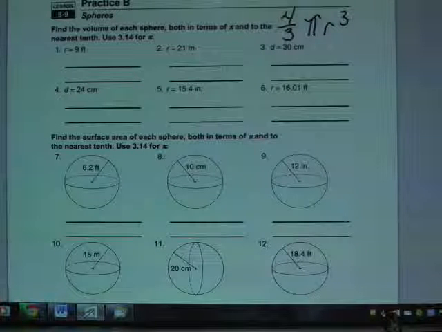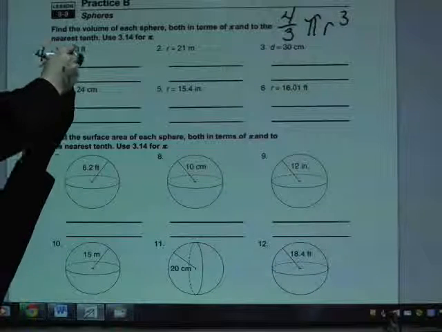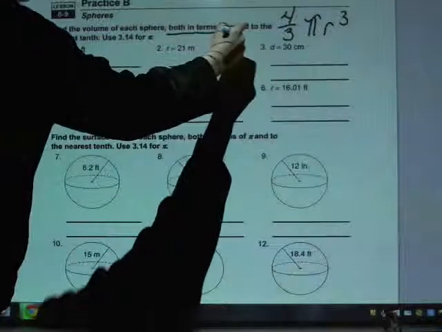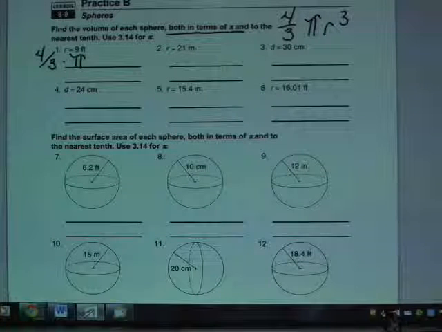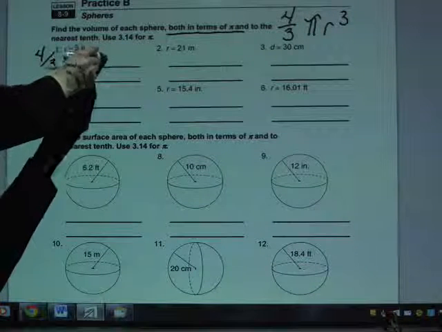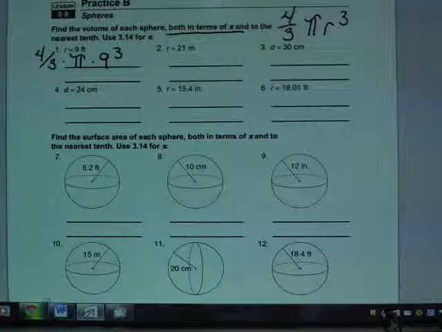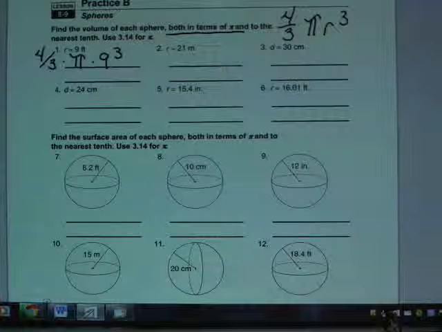So if we start with number 1, the radius is 9. So it's 4/3 times pi, which I'm just writing as pi right now because they're asking us to write the answer in terms of pi. So I'm going to write an answer with pi, and then I'm going to change pi to 3.14 and solve that. And I've got to multiply that by 9 cubed. Well, 9 cubed is the equivalent of 729. 9 times 9 times 9. 9 times 9 is 81, times 9 again is how I get 729.